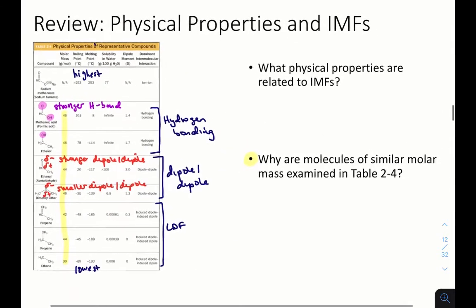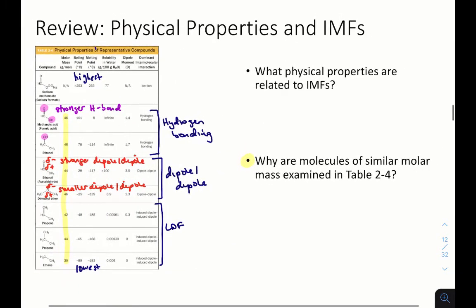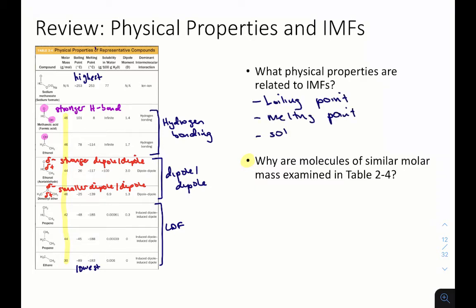So which physical properties are related to intermolecular forces? Well, in this table, there's boiling point, there's melting point, and solubility, so the ability of two substances to mix. And I did mention that polarity, dipole moment, can be measured. So that's what this information is. And I won't talk much more about it.